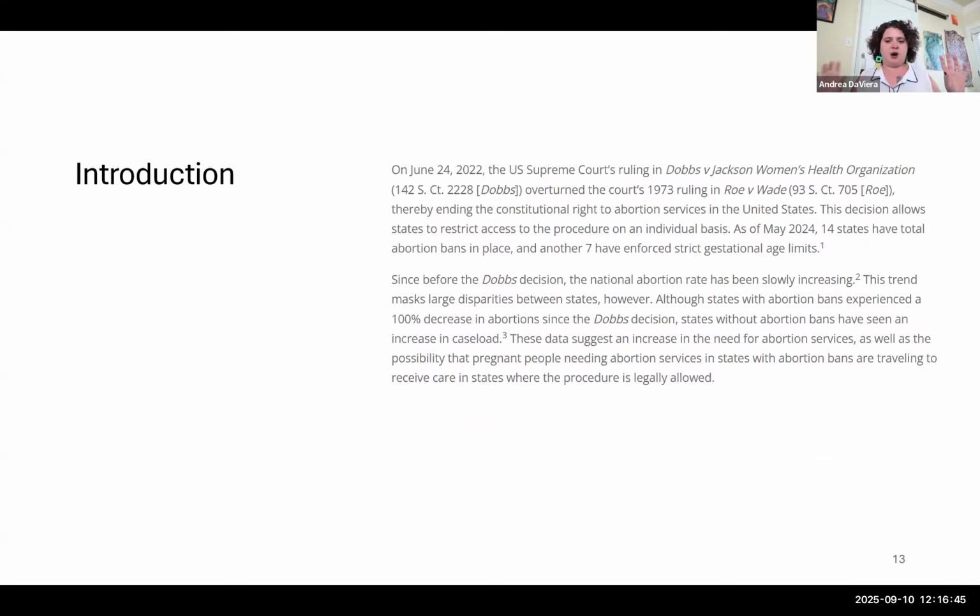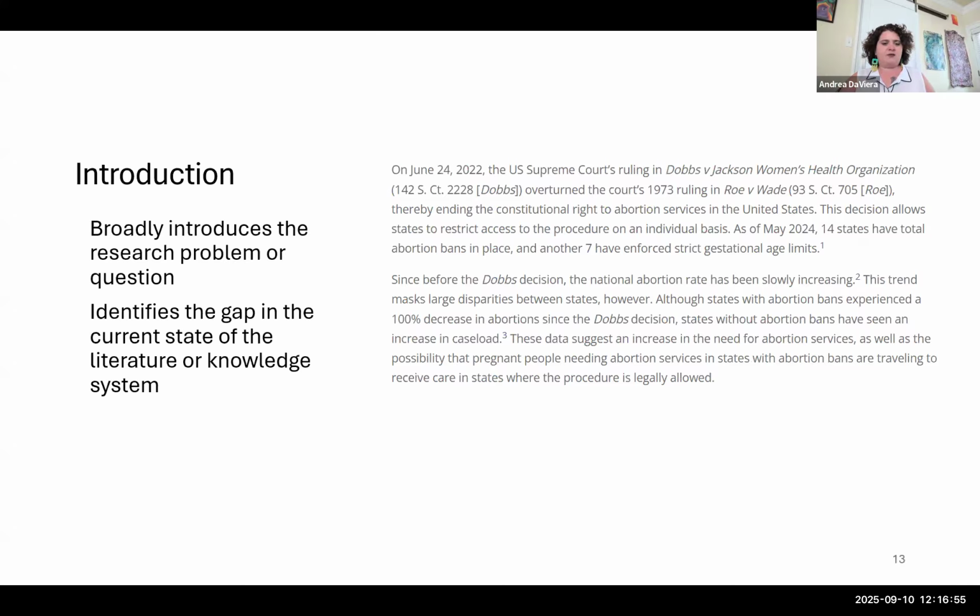The introduction is now the part that is going to start to introduce very broadly the research problem or question that the study is trying to address. It tries to identify some sort of gap in the current state of the literature or knowledge system as well. So here in this little snippet that I cut out from the paper, they're setting up the political context of the Dobbs decision that overturned the constitutional right to abortion access. So they're identifying a very particular problem that the research is seeking to address.